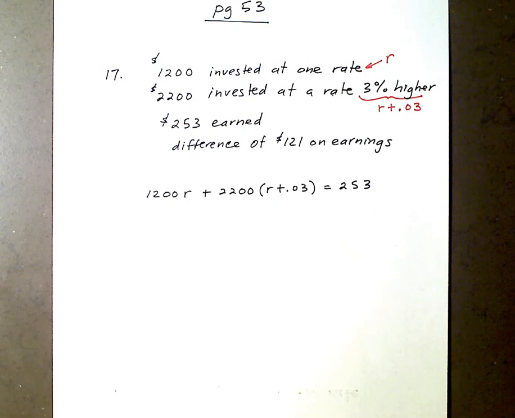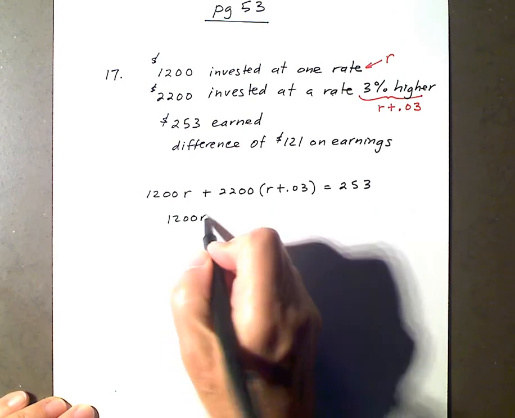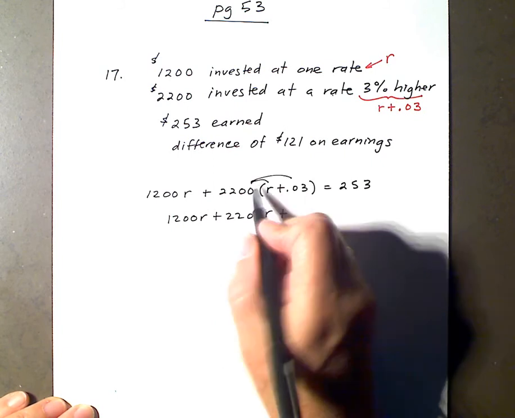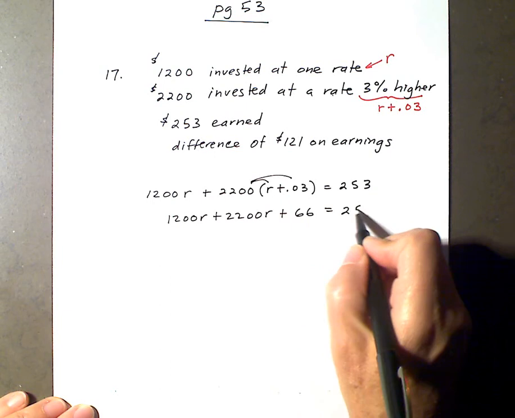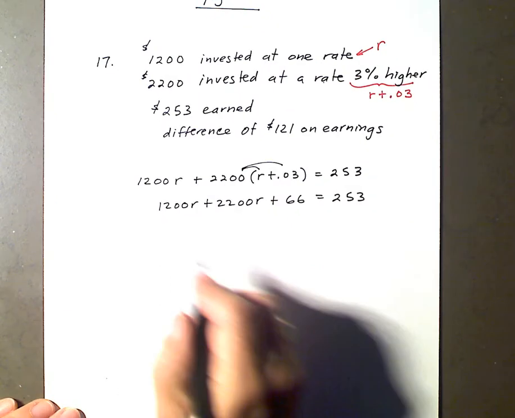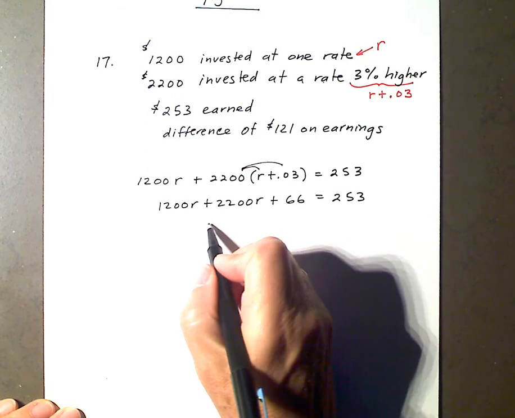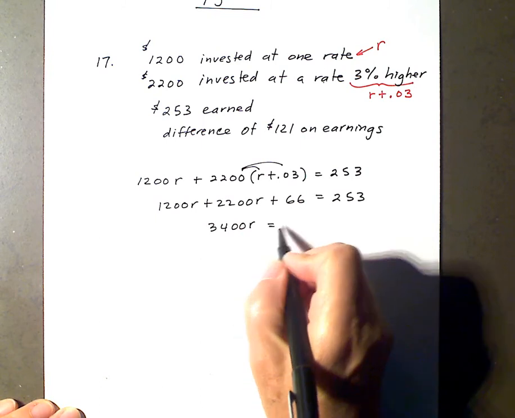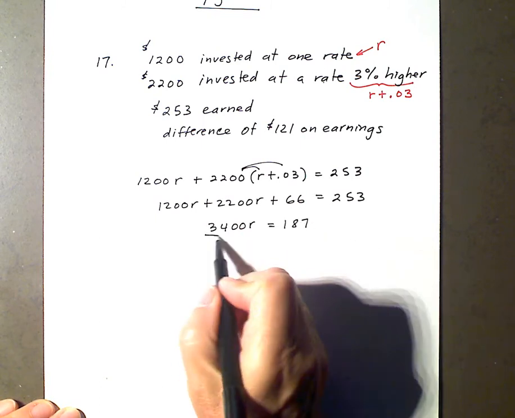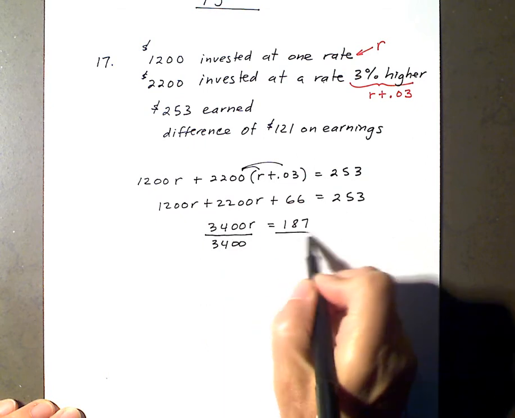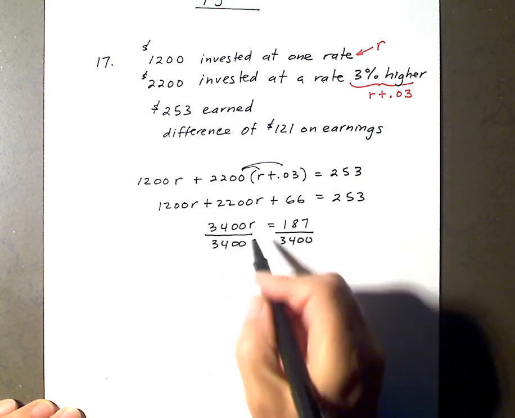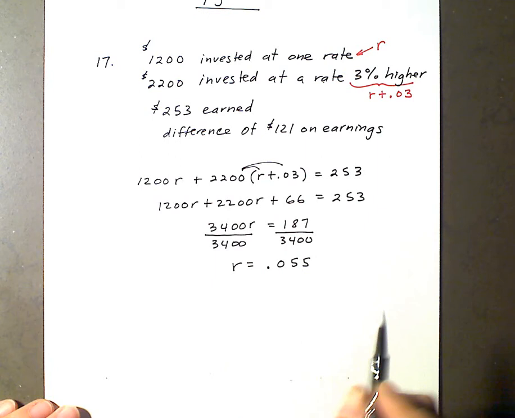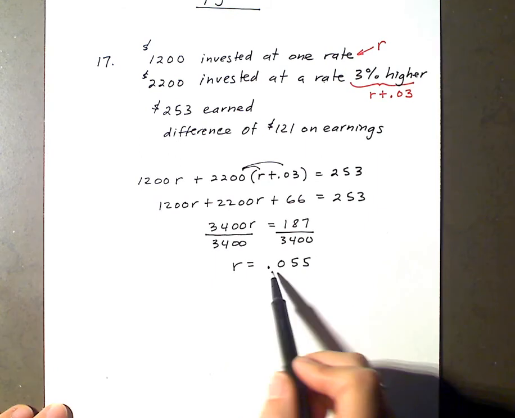So, simplifying this, 3% of 2,200, that's 66. So now 1,200R and 2,200R is 3,400R, and if I subtract 66 from both sides, I get 187. So when I divide both sides by 3,400 to solve for R, I get R is equal to 55 thousandths, which is 5.5%.